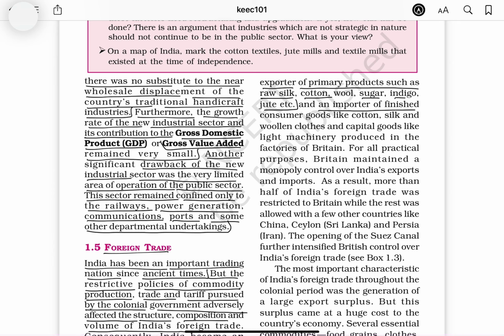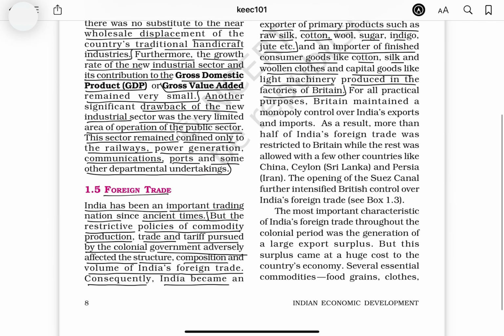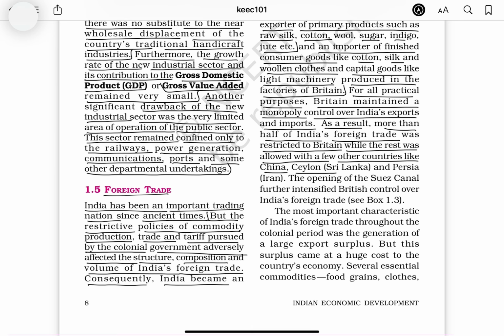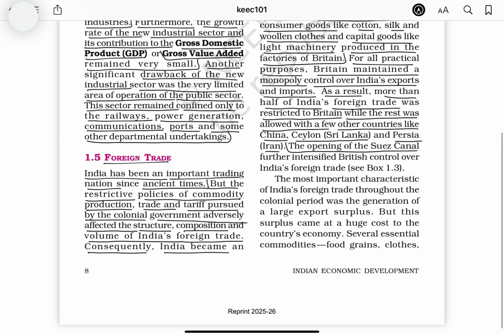And an importer of finished consumer goods like cotton, silk, woolen clothes, and capital goods like light machinery produced in the factories of Britain. For all practical purposes, Britain maintained a monopoly control over India's exports and imports. As a result, more than half of India's foreign trade was restricted to Britain, while the rest was allowed with a few other countries like China, Ceylon (Sri Lanka), and Persia (Iran). The opening of the Suez Canal further intensified British control over India's foreign trade.